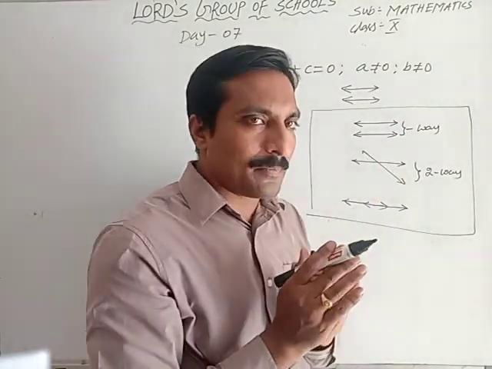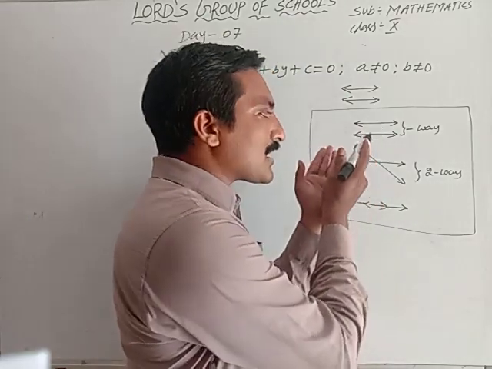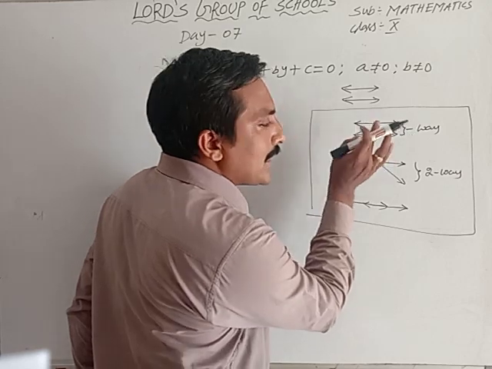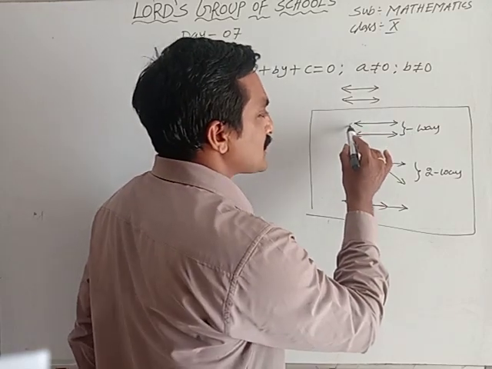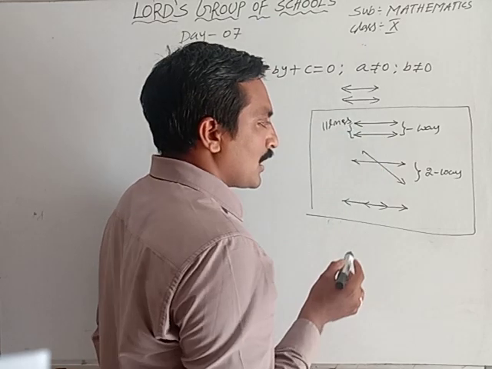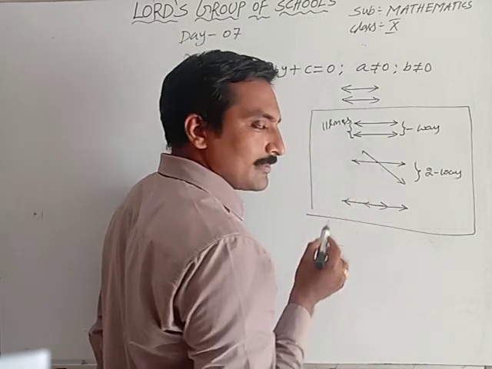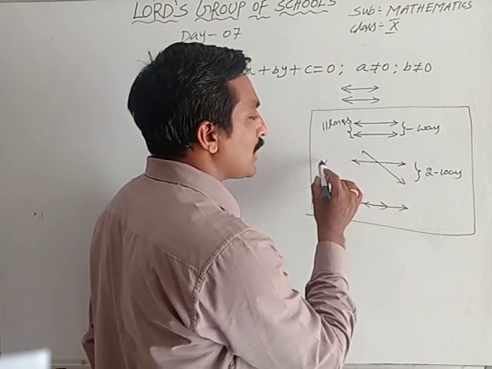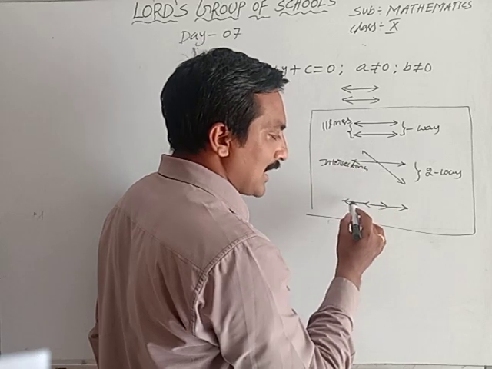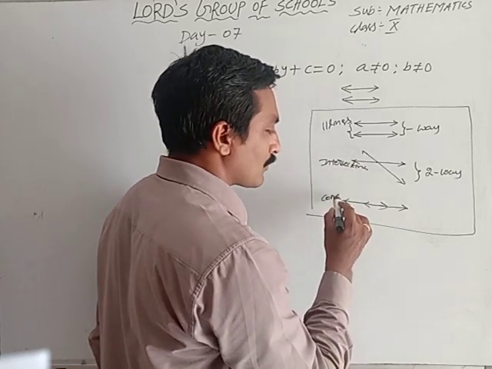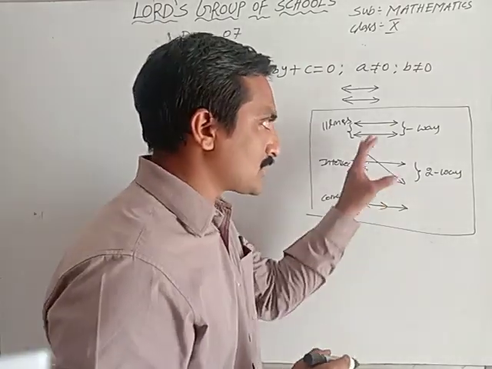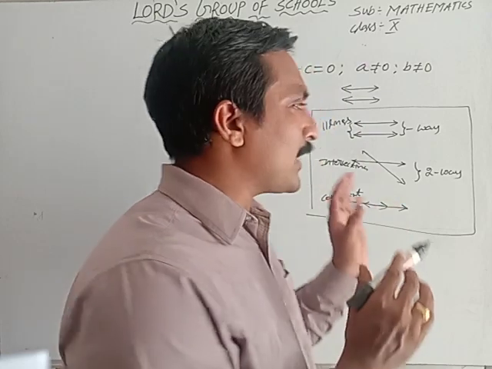Without drawing the graph, how do we tell what type of lines they are? See, if these two do not meet at any point, this type of lines are called parallel lines. If these two intersect, they are called intersecting lines. And if they are coincident, they are coincident lines. Now other names are also there. First these three. Now how to explain these three?